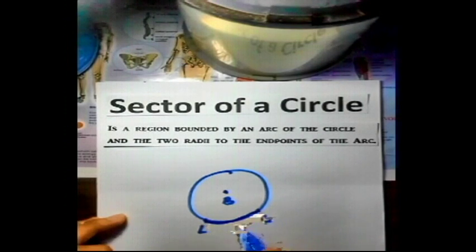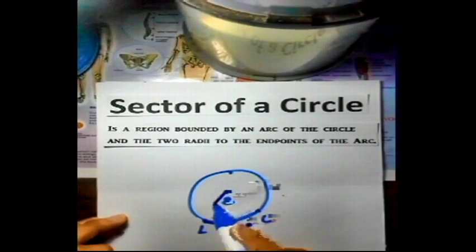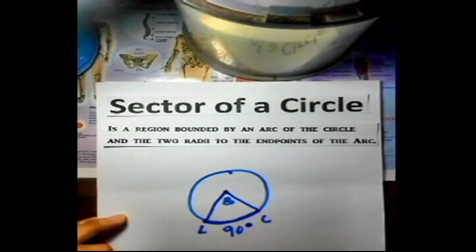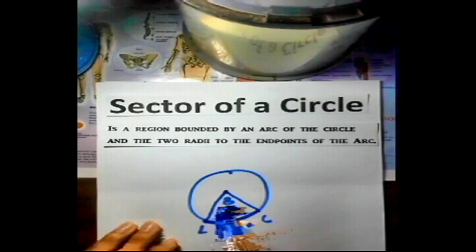Let's say the measure of this arc is 90 degrees. A sector of a circle is a region bounded by an arc. Point L and point C is the arc of the circle, and the two radii go to the endpoints of this arc. So we're now done with our figure. We have a sector of a circle.